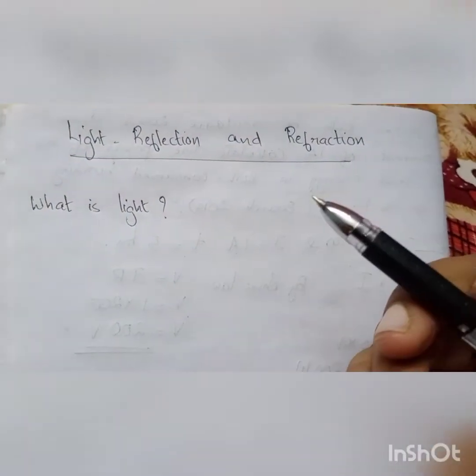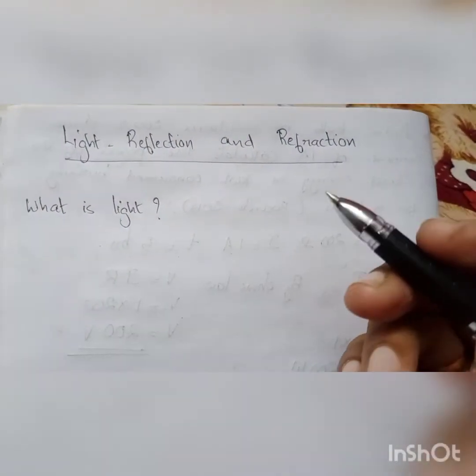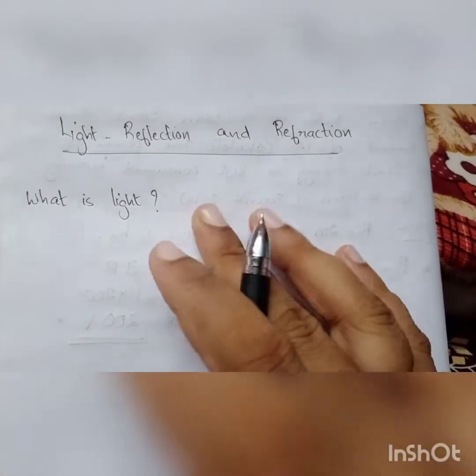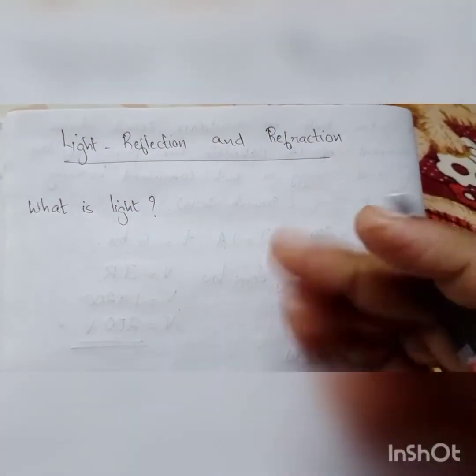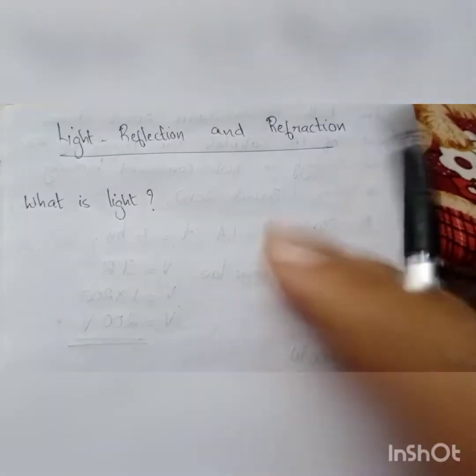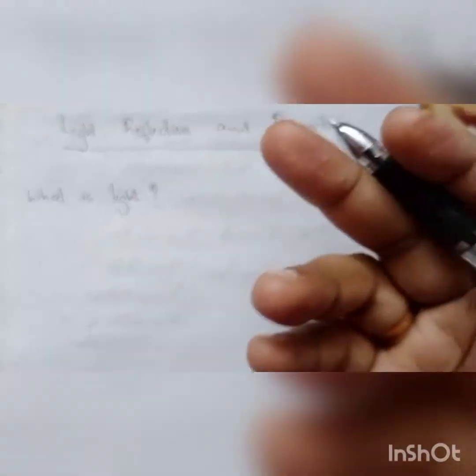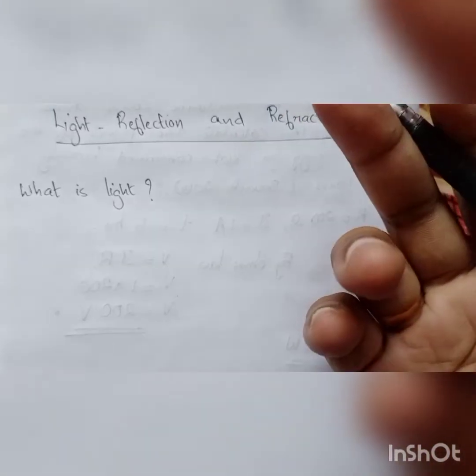So what do you mean by light? We all know what light is, right? When you look around you, you can see a lot of things. I can see a pen here with me, I have a notebook with me, so I can see many things around me. So how do I see things? It is because of light.